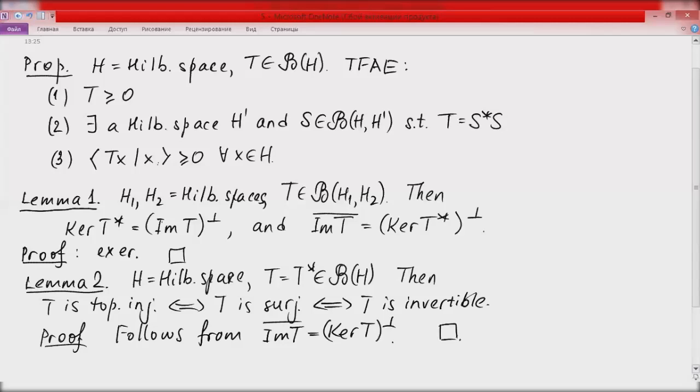Well, this formula gives us the result, because if we assume that T is topologically injective, then this in particular is injective, and this formula implies that the image of T is dense. But since it is topologically injective, its image is closed, and so we conclude that T is surjective. If we now assume that T is surjective, then this formula implies that the kernel of T is trivial, and so T is injective. So we see that T is both surjective and injective, so it is invertible. And of course, if T is invertible, then it is topologically injective. Okay, so this completes the proof of lemma 2. And now we are ready to prove our proposition.